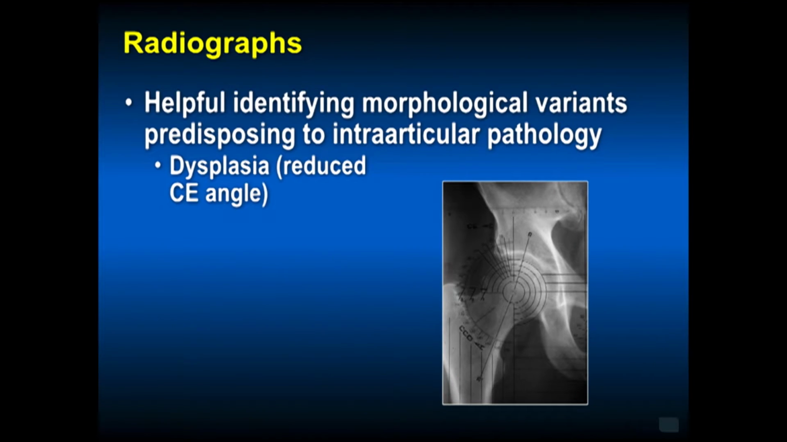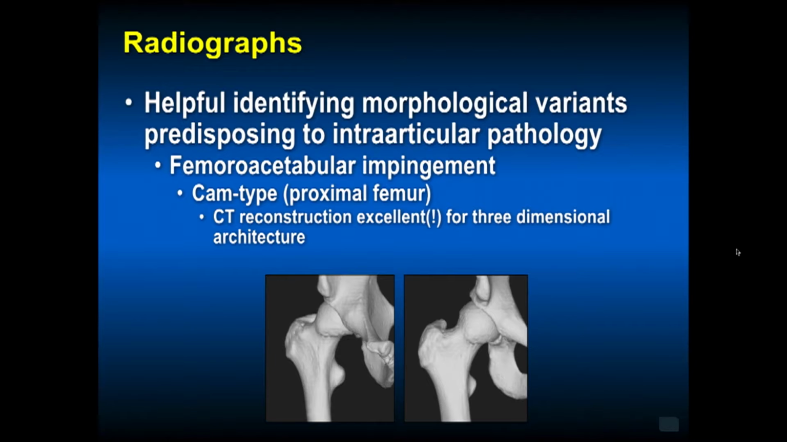Radiographs are helpful in identifying variants. We also measure a lot of angles. In dysplasia, you have a reduced center edge angle, or CE angle, and these are some of the templates that are placed on top of the hip to measure these angles. For radiographs of FAI, there's a cam type, and this is the three-dimensional CT scan that I talked about to better identify the pistol grip deformity, or what happens in the proximal femur.